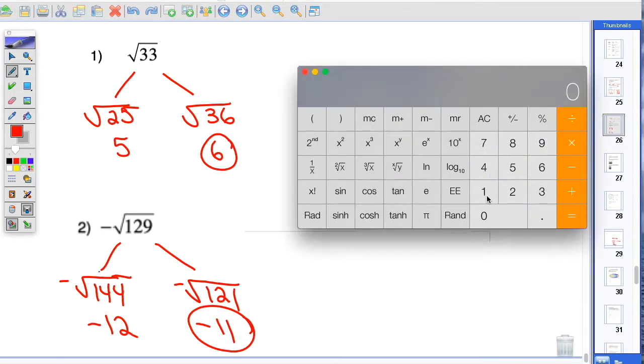To get the negative square root of 129 using a calculator, you would do 129, hit your square root key, and we want the negative root, so it would be negative 11.357, and so on. So it is closer to negative 11.